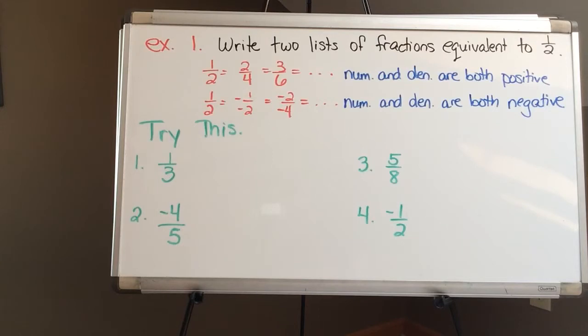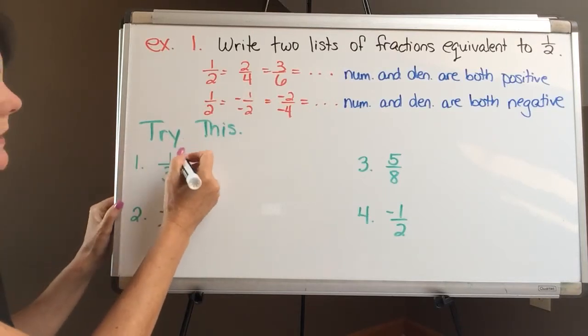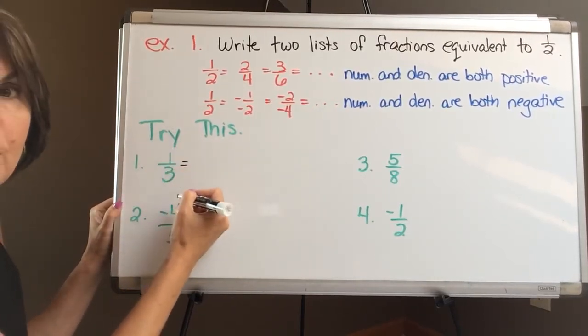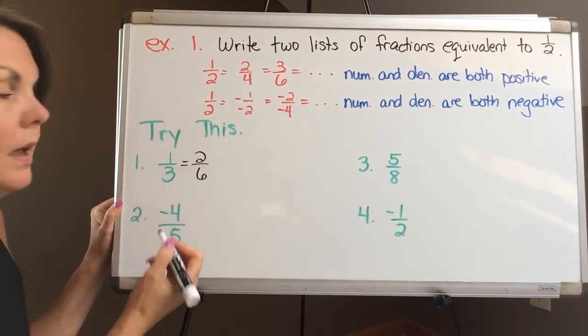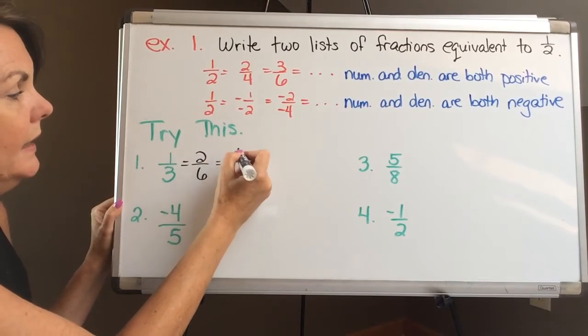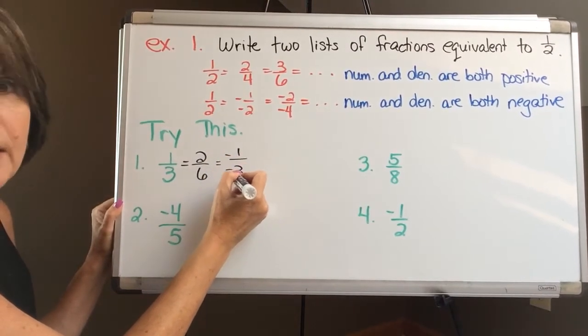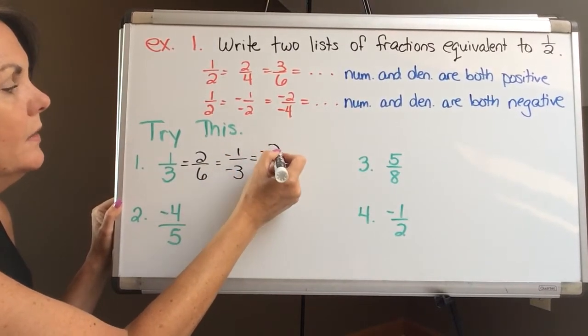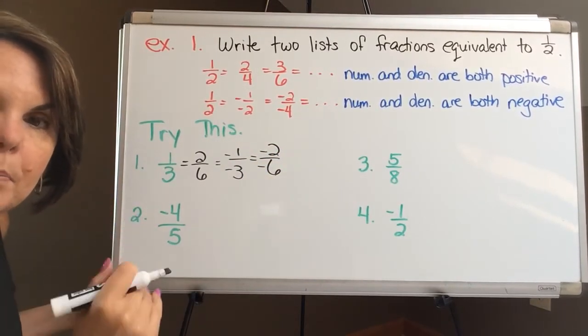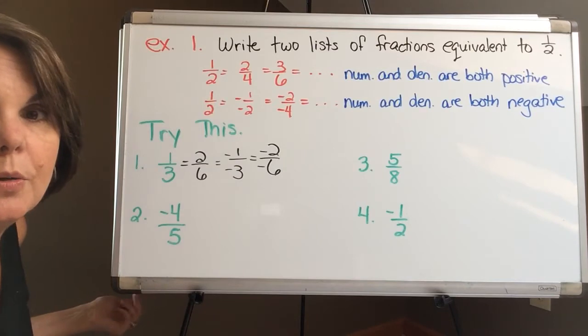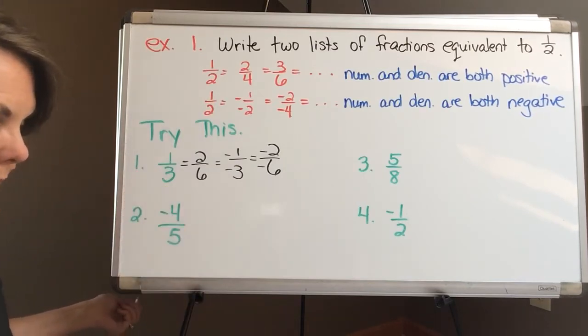So let's try a couple. Number 1, I have 1/3. Well, I want to write this. How could I do this? Well, I could say multiply numerator and denominator by 2. That gives me 2/6. I could also say -1 over -3. I could also say -2 over -6. So negatives, both of them also would simplify to 1/3.